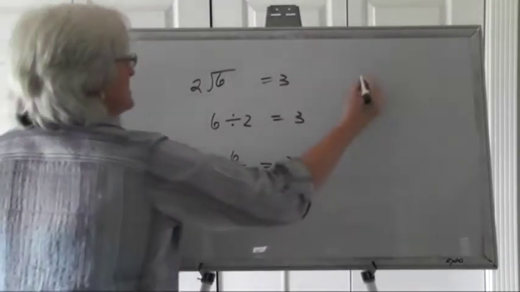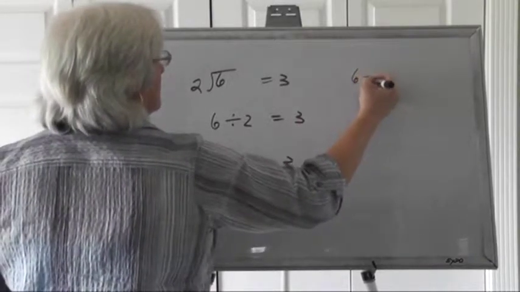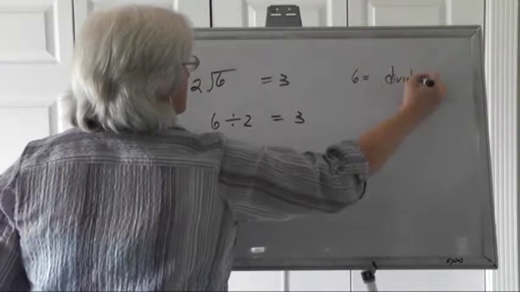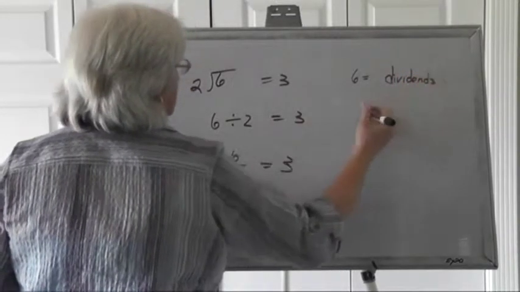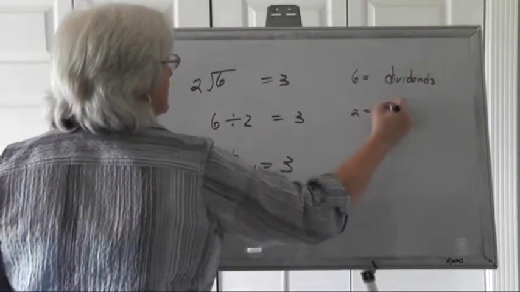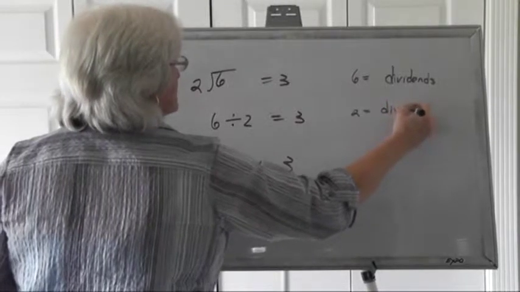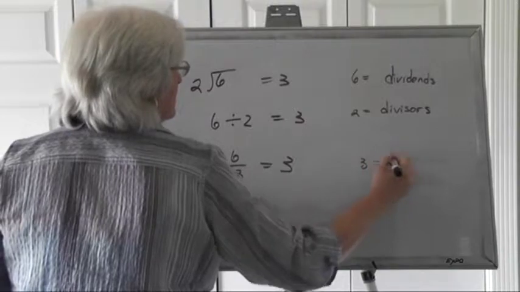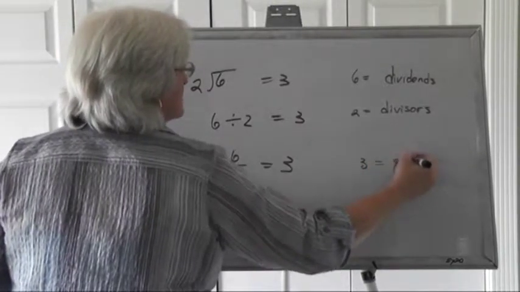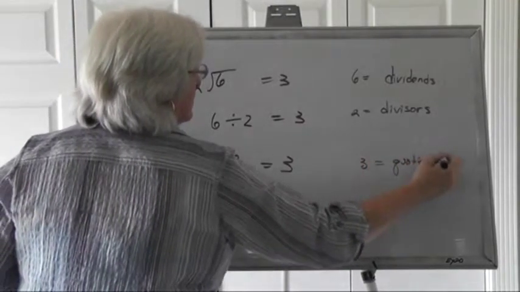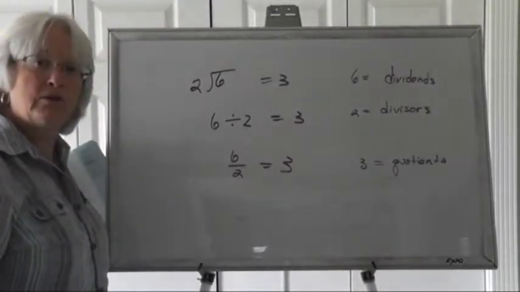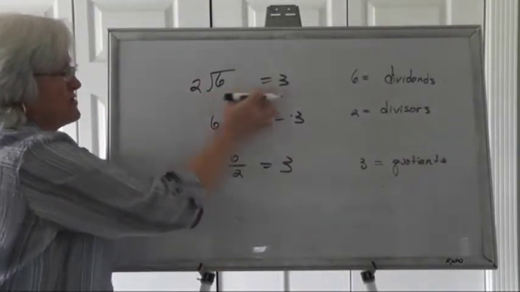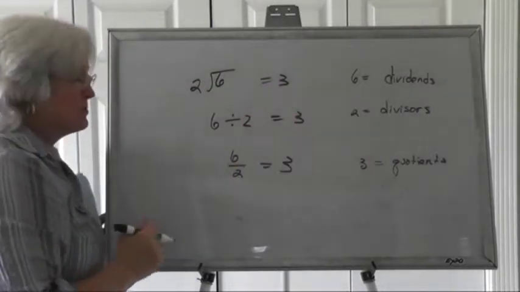All of the 6's are the dividends. All of the 2's are the divisors, and all of the 3's are the quotients. This is a review of your math vocabulary, and you do have to know the words for the parts of a division problem.